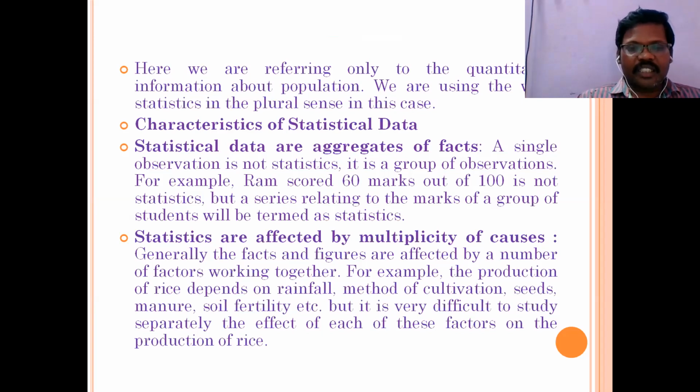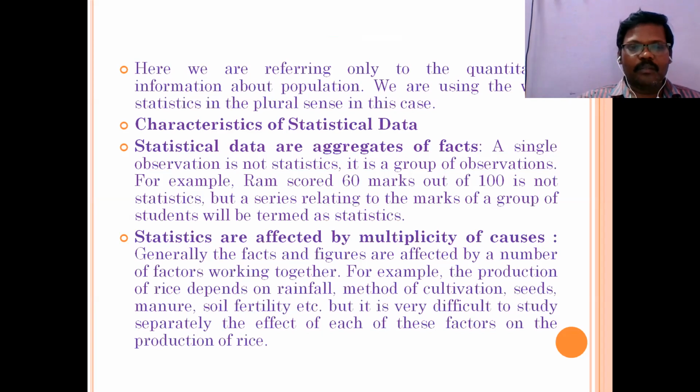Statistical data are aggregates of facts. Aggregate is nothing but total; it is not an individual. That's why a single observation is not statistics. Statistics is always plural. It is not a single number or a single observation. It is a group of observations, the collective information. The sum of the information of all is called statistics.